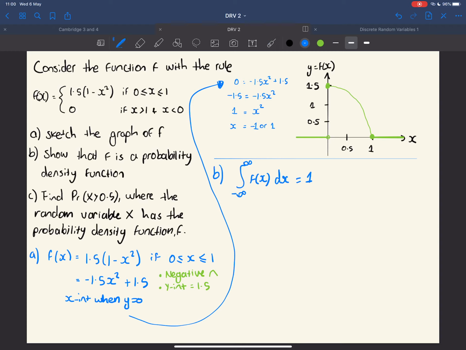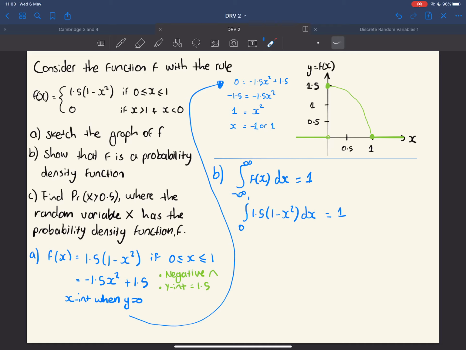So let's go ahead and do it. Our values, our smallest and largest that we could possibly do, will be between 0 and 1. So let's do that. So integrating, let's use a little bit less space. Between 0 and 1, we're going to write the function: 1.5 multiplied by 1 minus x squared with respect to x. And we'll let that equal to 1.